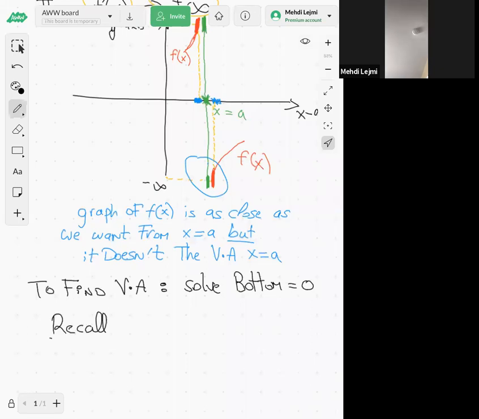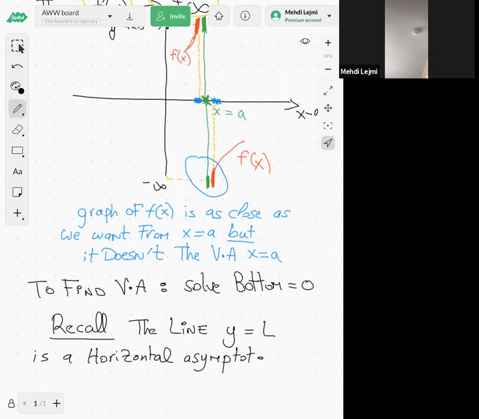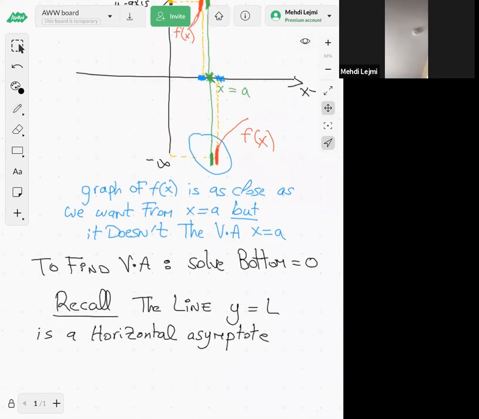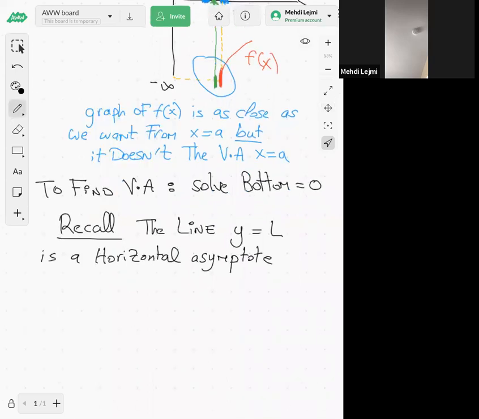The line y equals L is a horizontal asymptote when x goes to positive or negative infinity. So when x goes to positive or negative infinity, then f of x, the values of the function f, approach L.